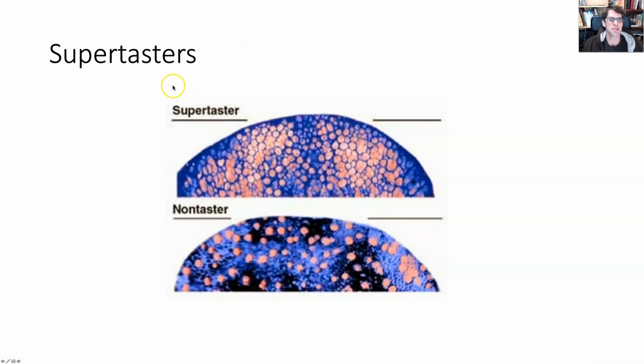He basically got his first job at Pillsbury because he was a super taster, and he was a taste tester for Pillsbury. That was like his job. He actually worked his way up to CEO, basically.